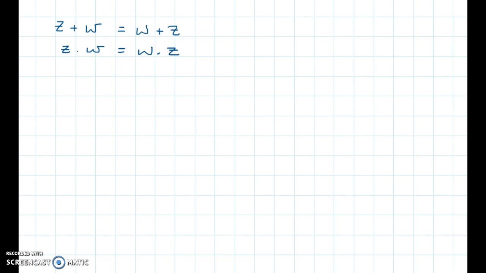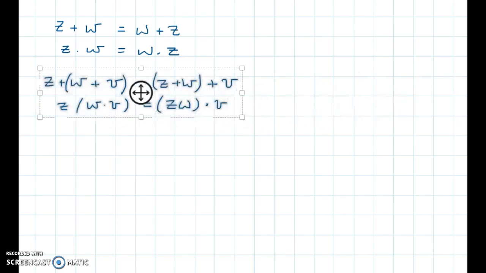We also have the associative property. So we can say that it doesn't matter if we first sum two complex numbers w plus v and then we sum z, or if we first associate z and w to sum them and then we sum v. And the same holds when we are multiplying complex numbers. So we have the associative properties for both the product and the sum.